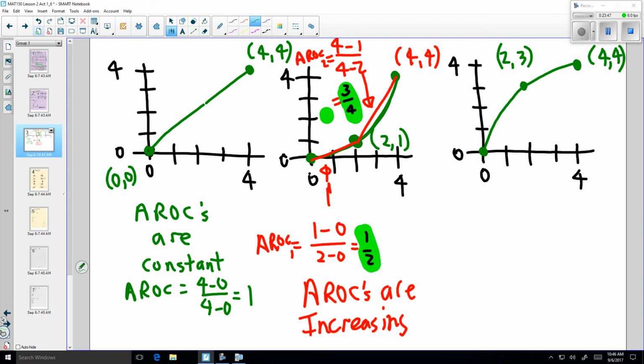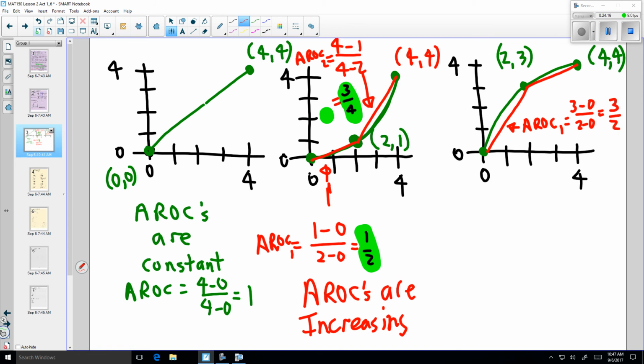And so again, the AROCs we can't generalize about. They're not remaining the same. So let's do the secant lines. Let's do the secant line from 0, 0 to 2, 3, and the secant line from 2, 3 to 4, 4. Now let's compute this average rate of change. We'll call it AROC 1. And so that's going to be 3 minus 0 over 2 minus 0. And so that is going to be 3/2.